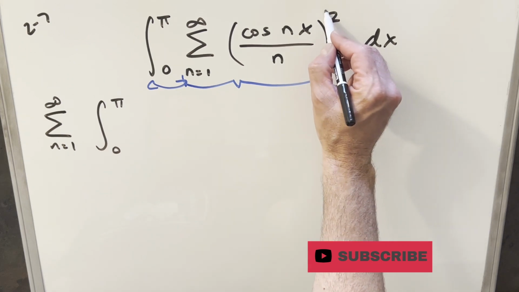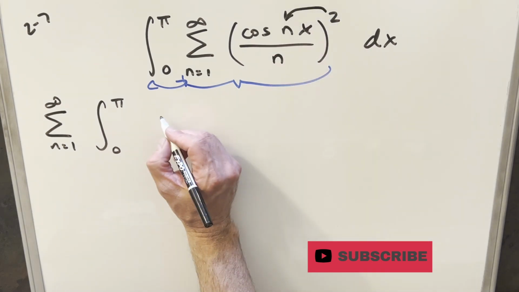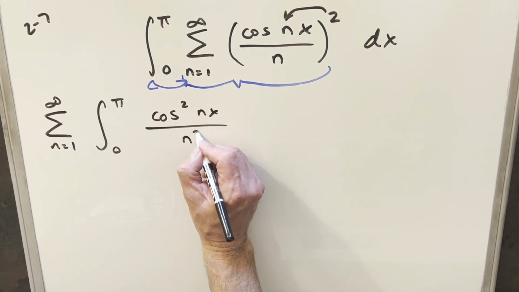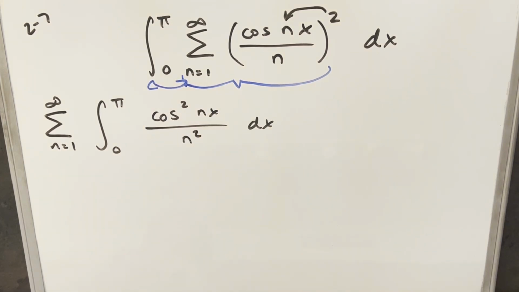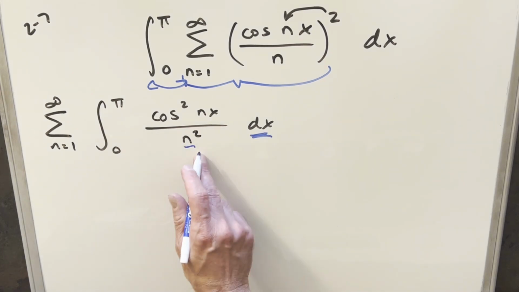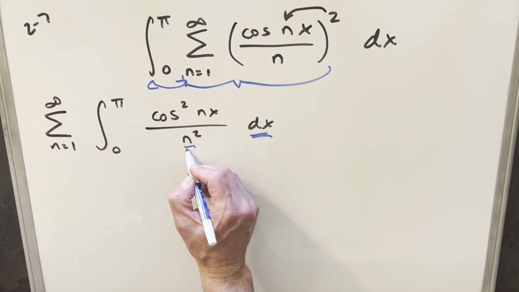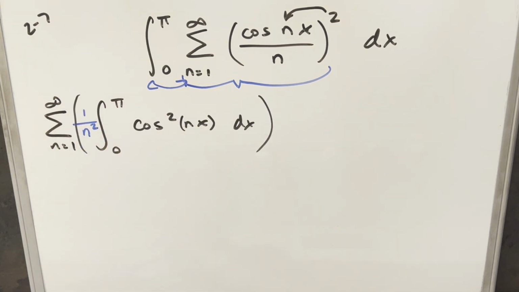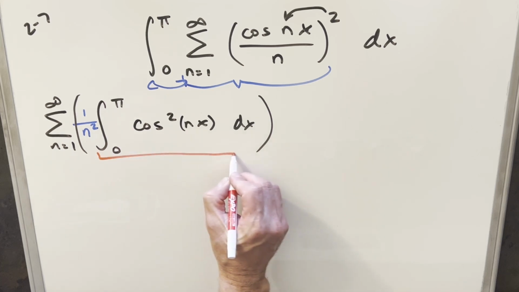And when I do this, I'm going to distribute the power and square each of the terms inside here. So this is going to become cosine squared nx over n squared dx. But notice we're integrating with respect to x. We have this n squared here, which is just a constant with respect to x. So I can take this out front as 1 over n squared. But now from here, I can just focus on this integral that we have right here.